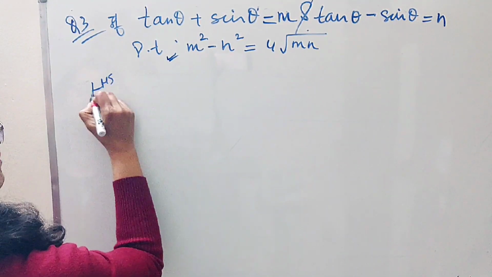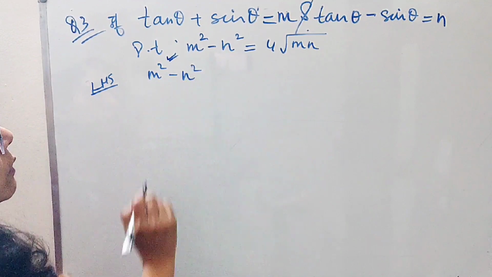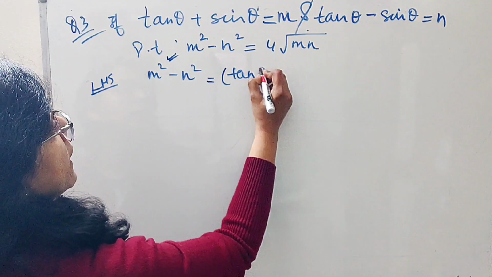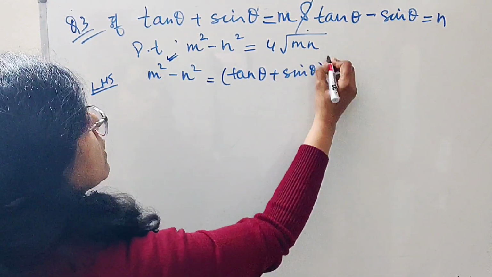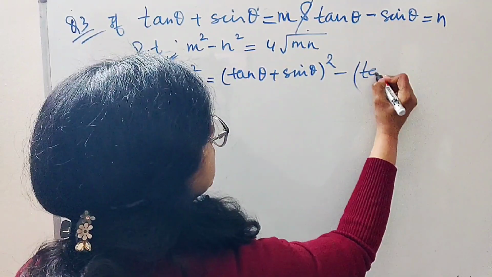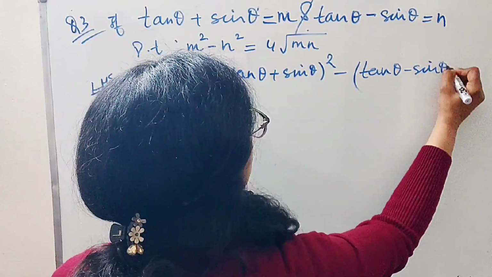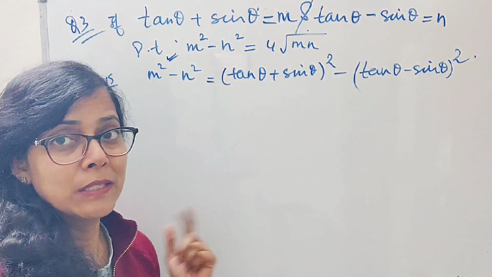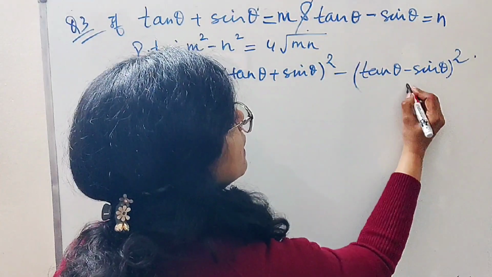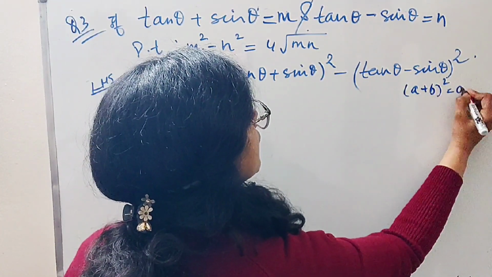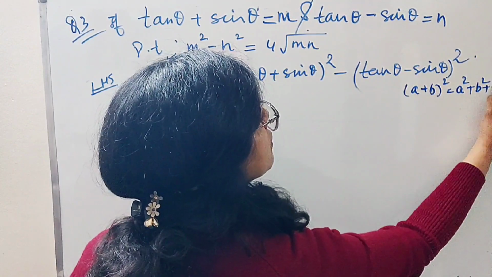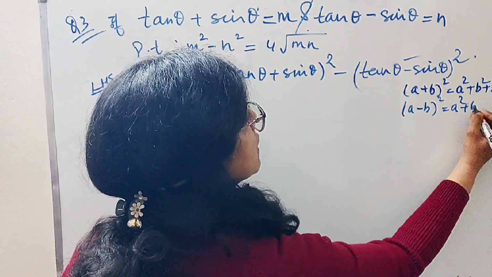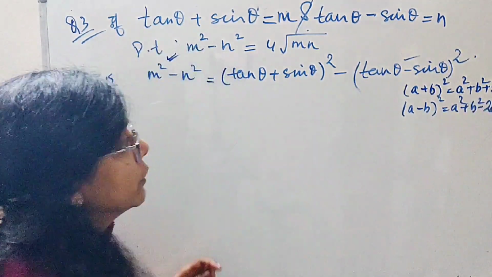This is m square minus n square. What is m square? m is this, so replace these values here. (tan theta plus sin theta) whole square minus (tan theta minus sin theta) whole square. Now (a plus b) whole square, again an identity of polynomials. So (a plus b) whole square is a square plus b square plus 2ab, and here (a minus b) whole square is a square plus b square minus 2ab. So we will use these two identities here.